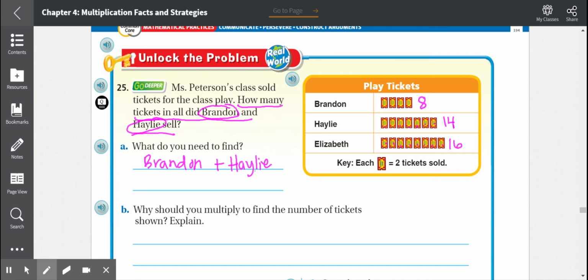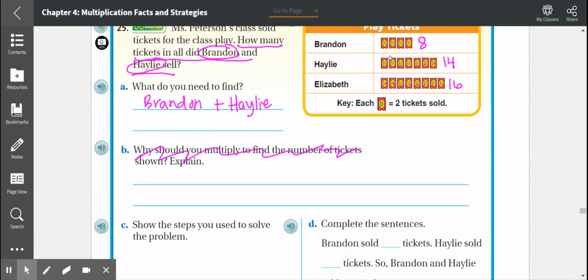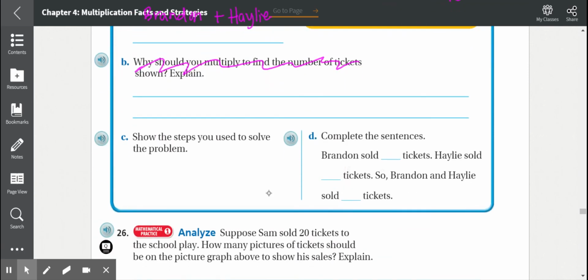Okay. So we have Brandon and Haley. Now it says here, why should you multiply to find the number of tickets? No, we're not going to worry about that because we know that we can do Brandon plus Haley and get our answer. So that would be 8 plus 14. 14 is a bigger number, so I'm going to put it on top, and then I'm going to add 8 and line them up by place value.